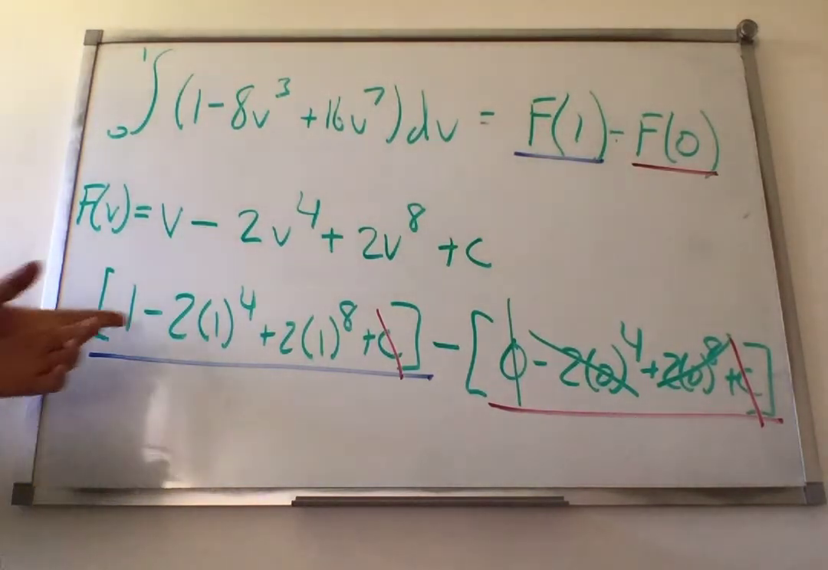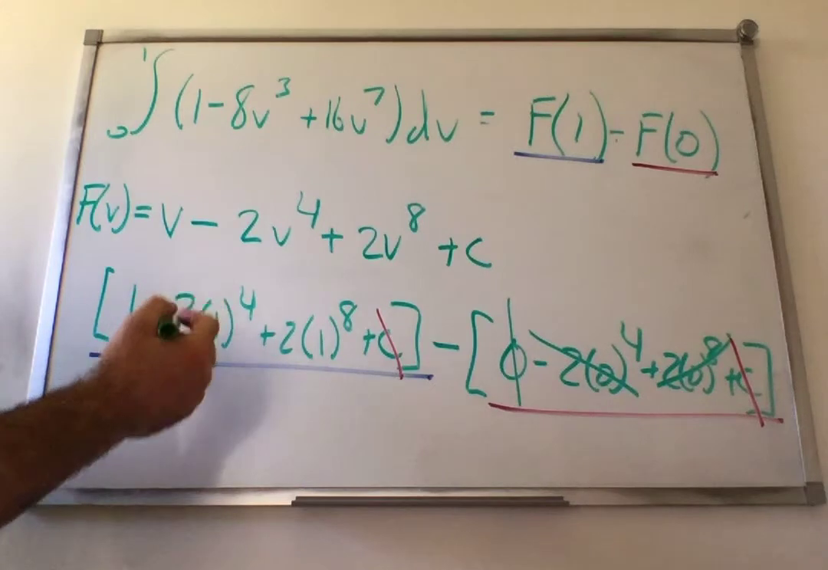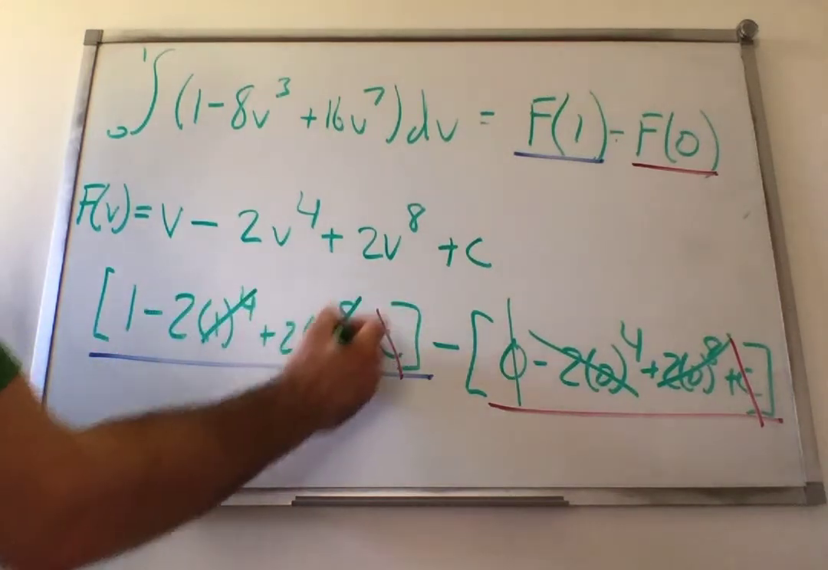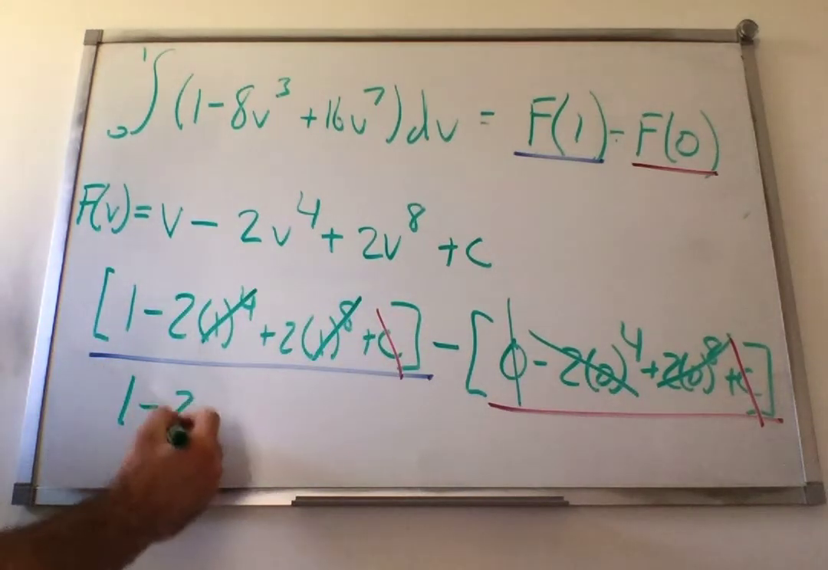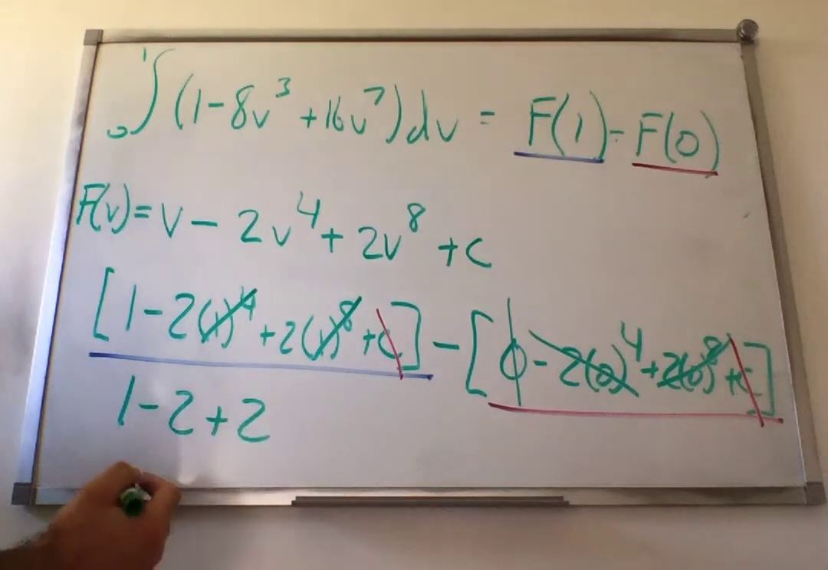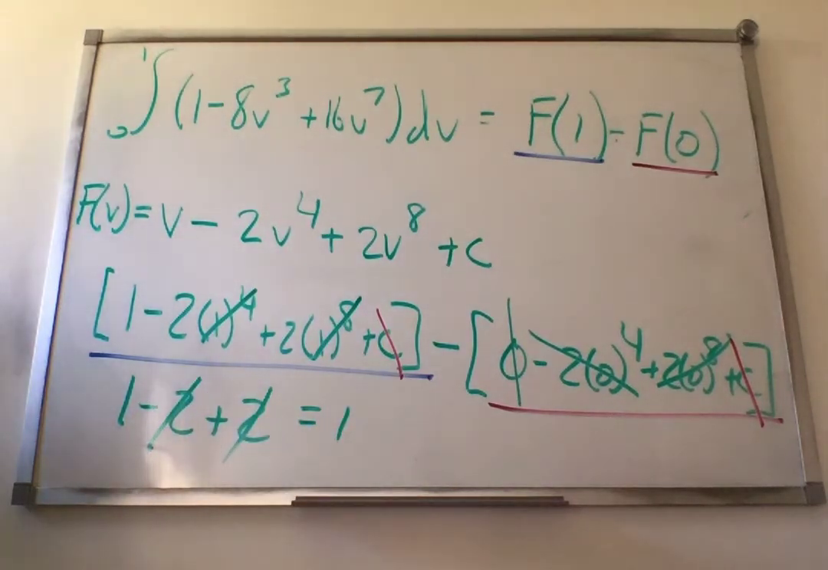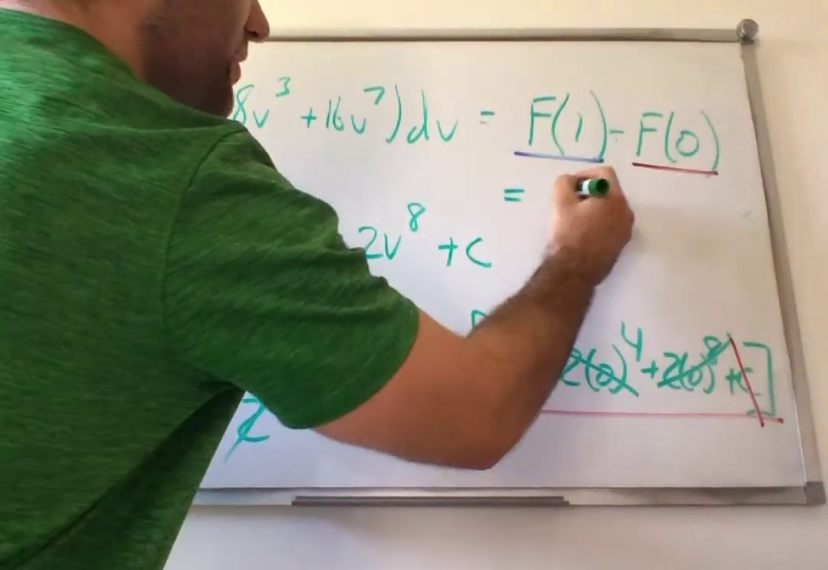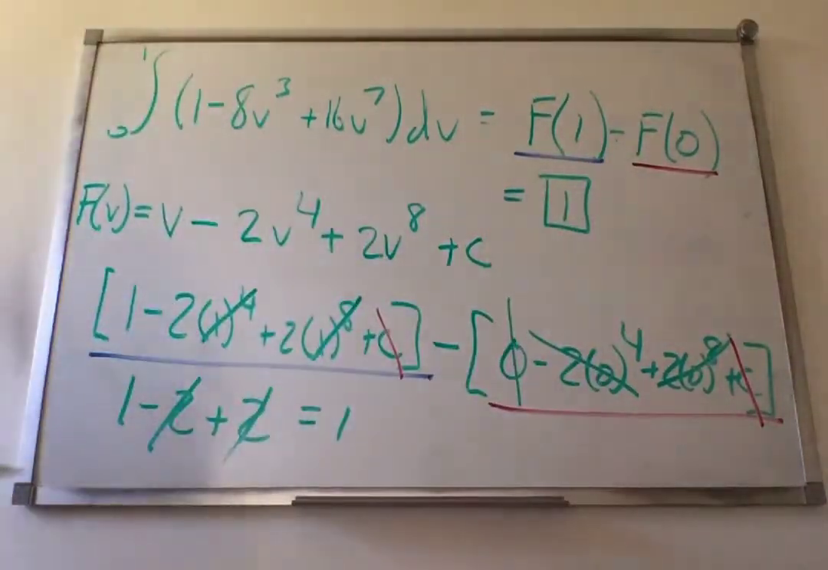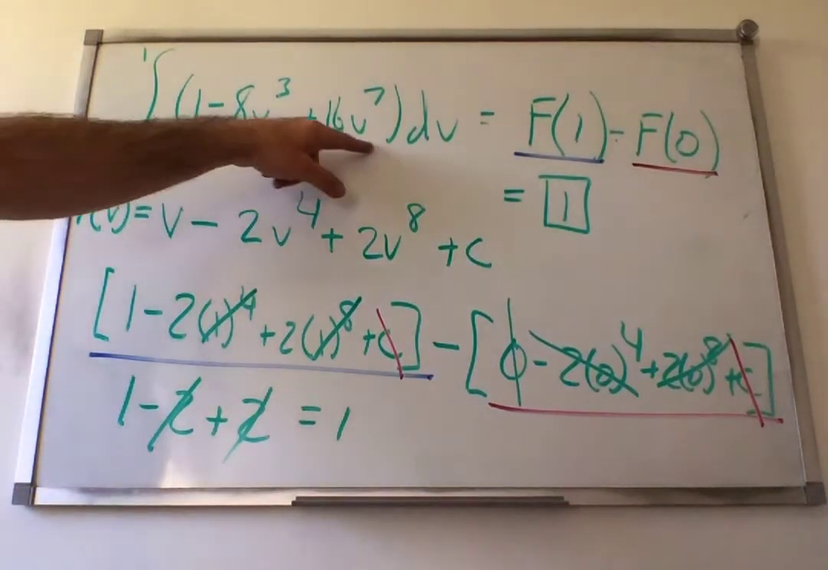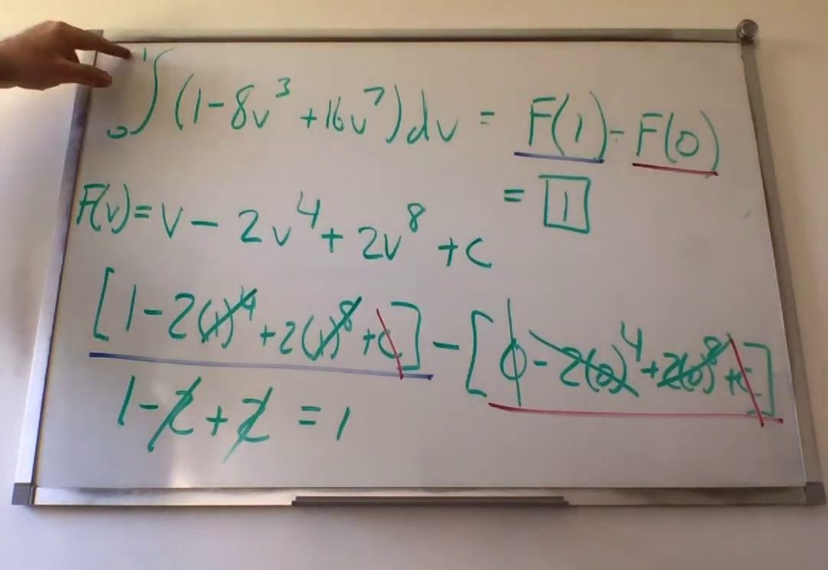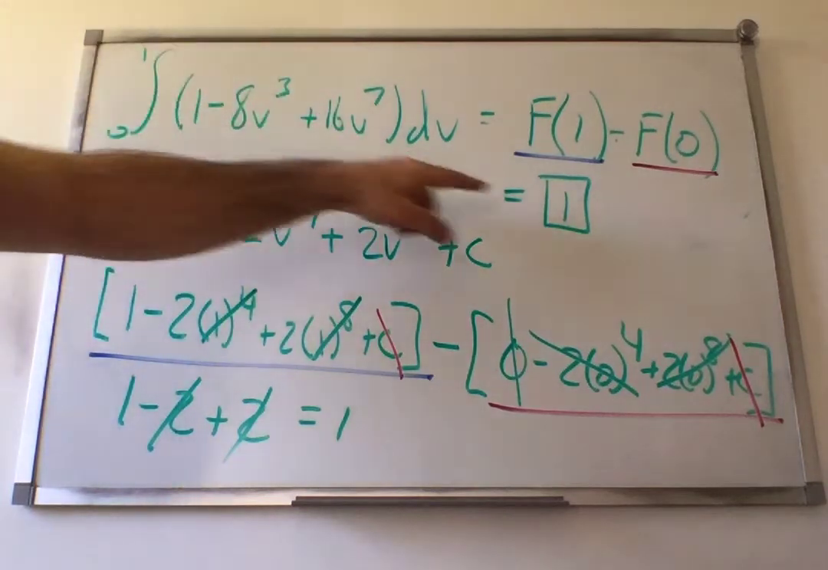So now we just got to figure out this part right here. 1 to the 4th, that's 1. 1 to the 8th, that's 1. So this becomes 1 minus 2 plus 2. Negative 2 plus 2 go away. This is equal to 1. So my final answer is equal to 1. So the area underneath this curve from 0 to 1 is equal to exactly 1.